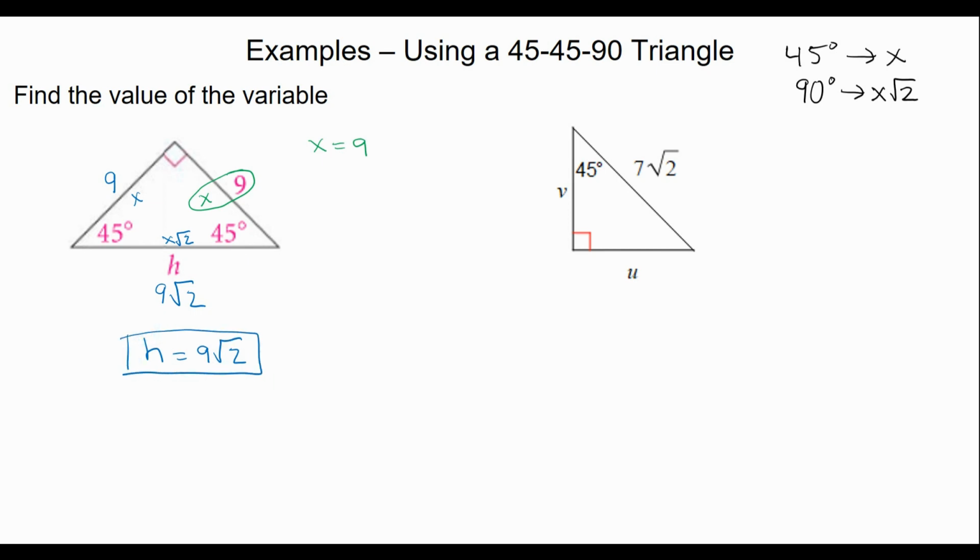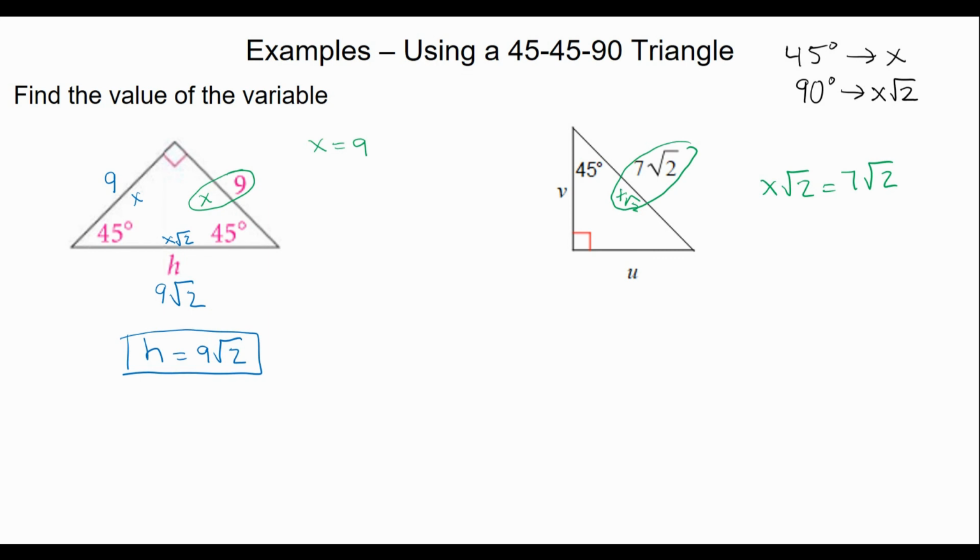For the next example, the given side length is across from the right angle. And we know that the one that's across the right angle generally is x root 2. Now if we use this to write an equation, this means that x root 2 equals 7 root 2.